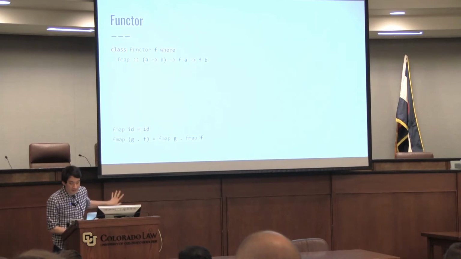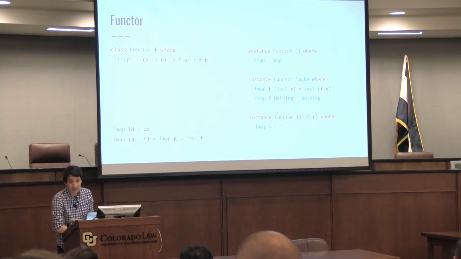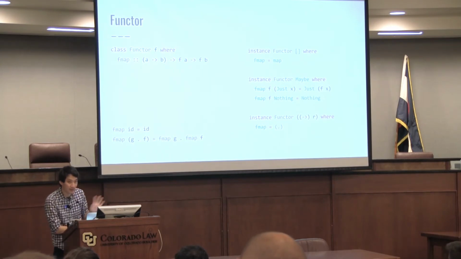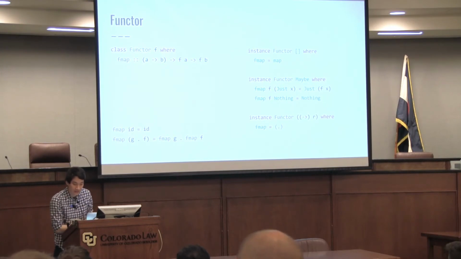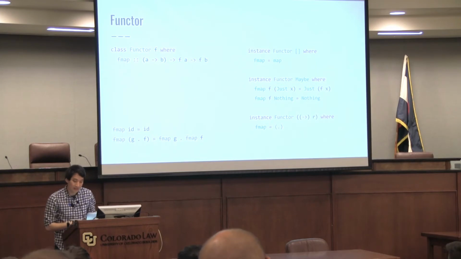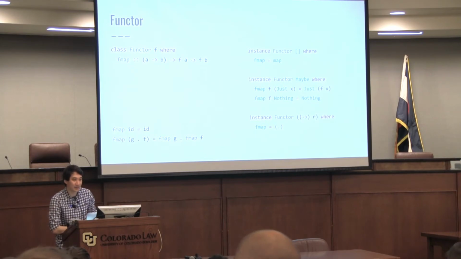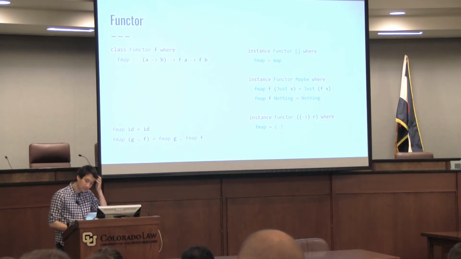All right, so there's the definition of functor that we saw before, and here's some examples. So we see that lists are functors, or I should say there's an instance of functor for lists. Same for maybe. And at the bottom, I don't know if you can read this syntax if you don't know Haskell, but this arrow thing, that's just the function arrow. And it's like we're partially applying it on the first, which is the argument type. So we're fixing the argument type to be some type R, and then the return type is free. And we're saying that it's functorial in that type.